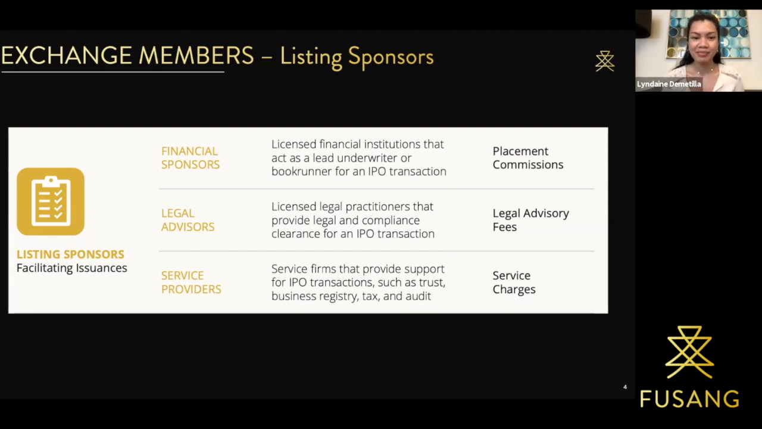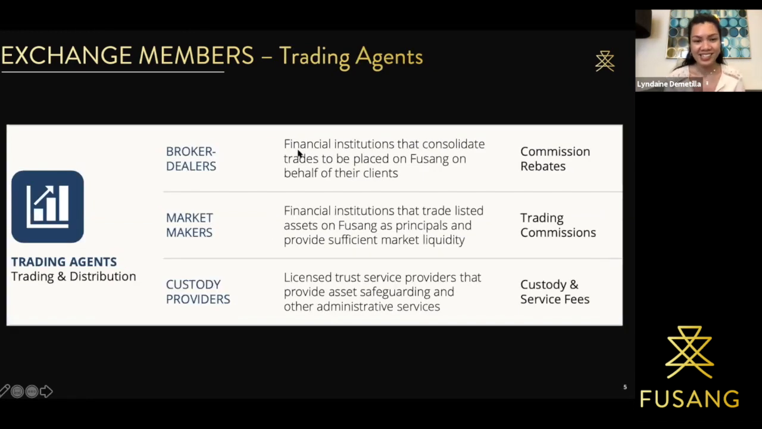Second one, next slide, please. Trading agents. Trading agents are broker dealers bringing in the clientele to trade or invest in digital assets. This also includes placement agents who are marketing digital asset issuances to their clienteles. So what are the benefits for trading agents?